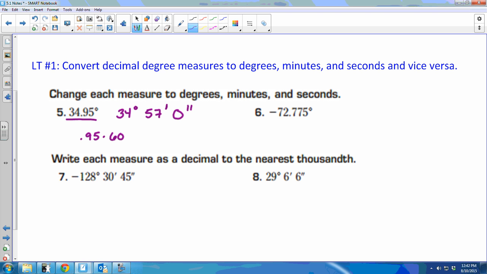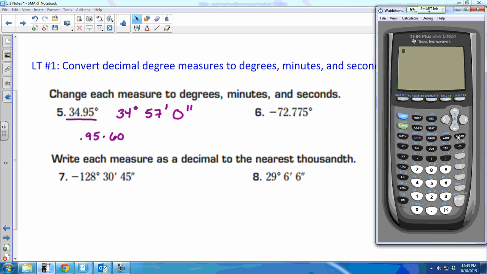If I lost you, there's no worries. We're going to use the angle menu on your calculator instead. So if you have your graphing calculator, go ahead and type in 34.95. And if you go to second apps, that's the angle menu. You'll see the degree symbol and the minute symbol there in 1 and 2. Number 4 says arrow DMS, which means you're converting to degrees, minutes, and seconds. We want to take the decimal and convert it to degrees, minutes, and seconds. So we scroll down to 4 or click 4, and then click enter. And it'll tell you 34 degrees and 57 minutes and 0 seconds. So it does it for you.